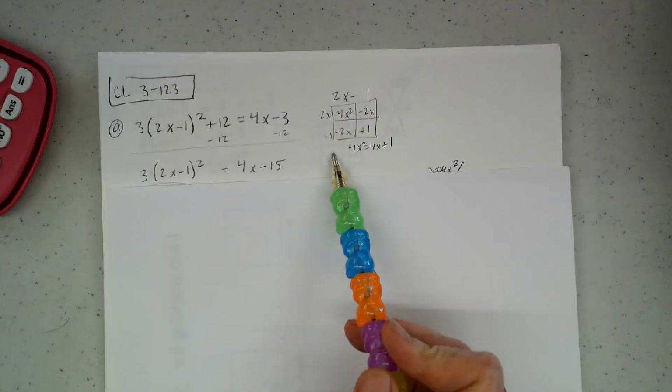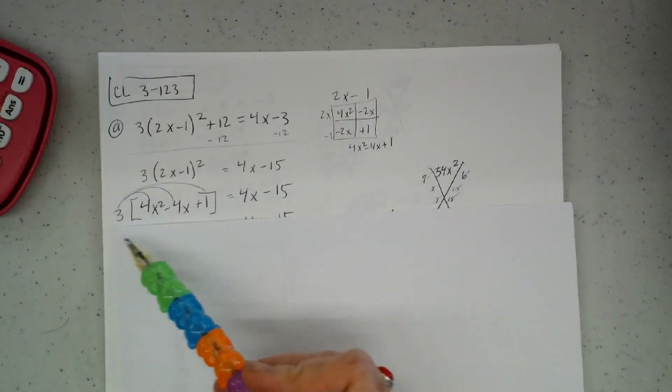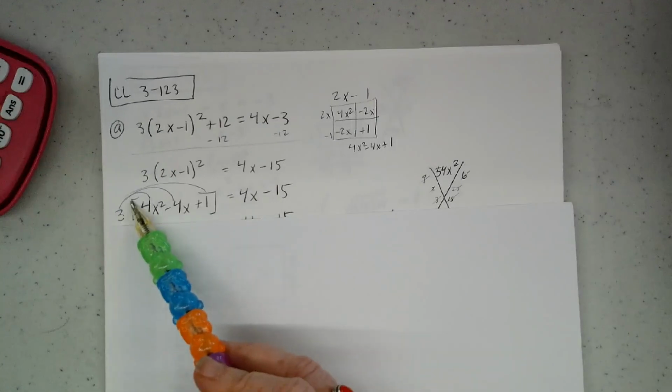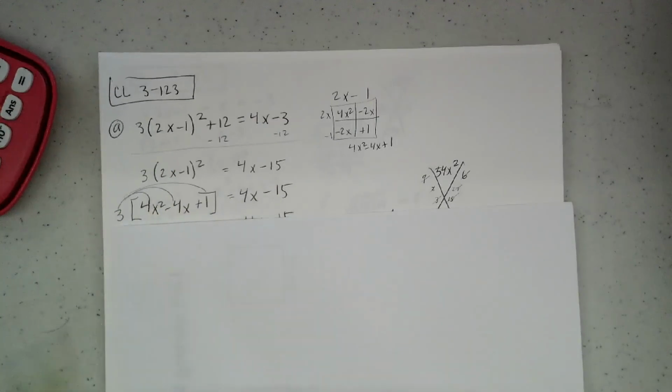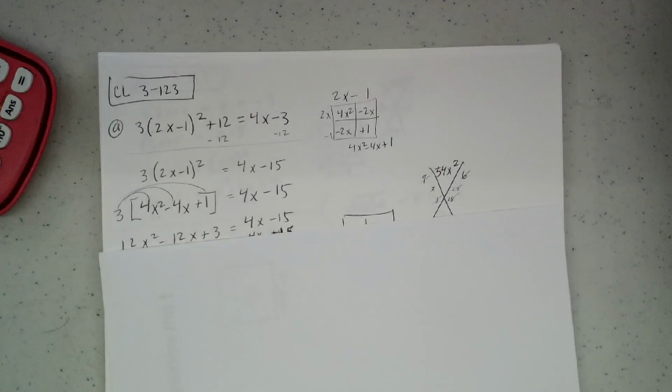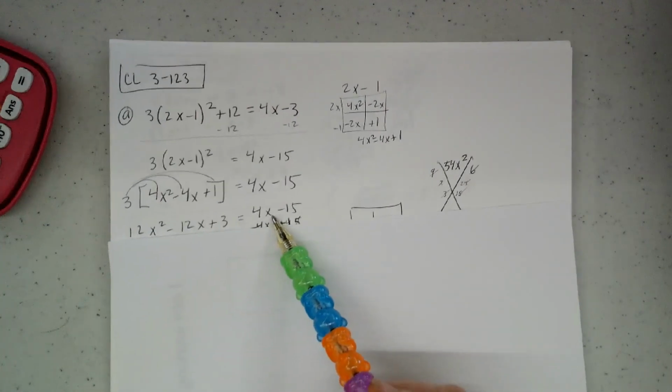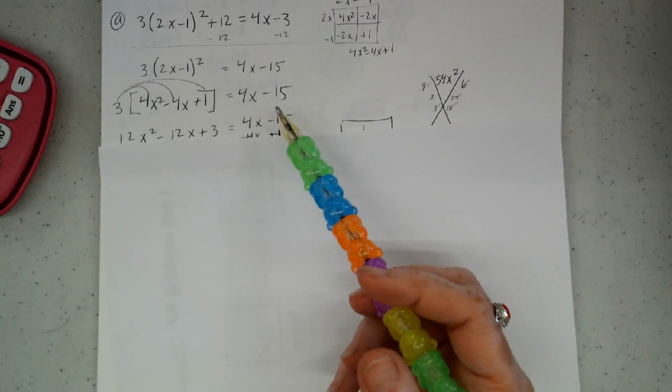So I went over here and squared it: 2x minus 1 times 2x minus 1. That gave me 4x squared and what's inside here. And then I distributed the 3. I had all this, and I decided to set it equal to 0 so I can use zero product property.